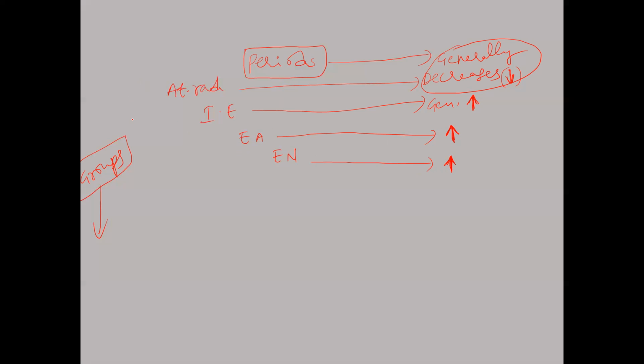Is that clear? Next, if you take groups, from top to bottom in the groups, we have to say down the group. So across the periods and down the groups we have to say. Across periods we have understood here. Now down the group, from top to bottom, what happens to atomic radius? Tell me. Atomic radius will increase or decrease? Atomic radius must be increasing from top to bottom. From top to bottom in a group, atomic radius or atomic size increases. This upward arrow indicates increasing nature.